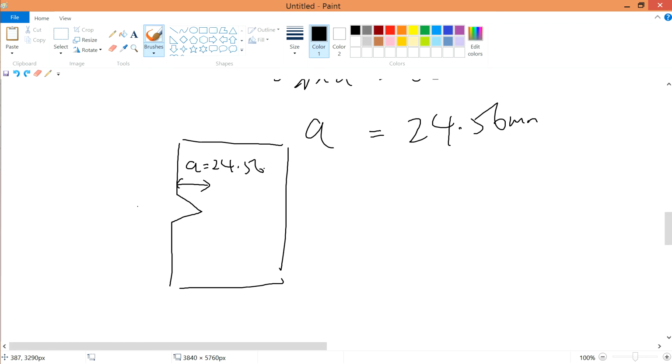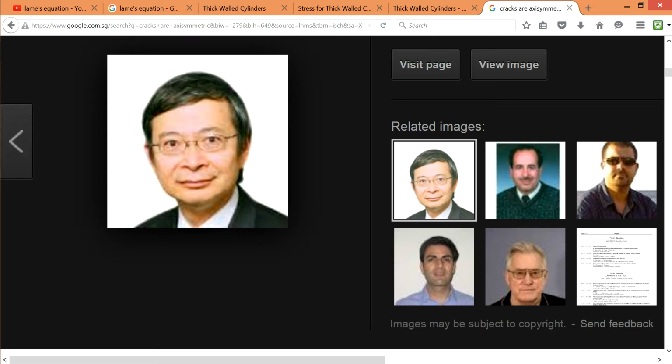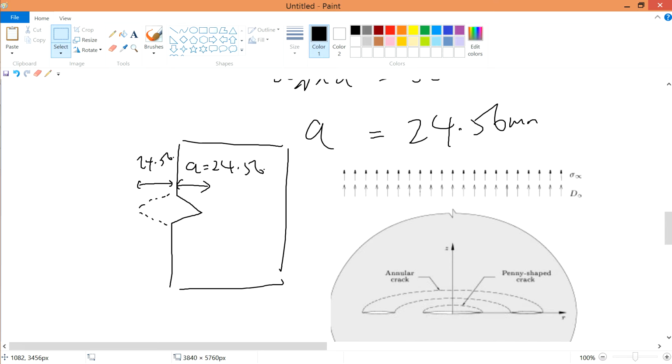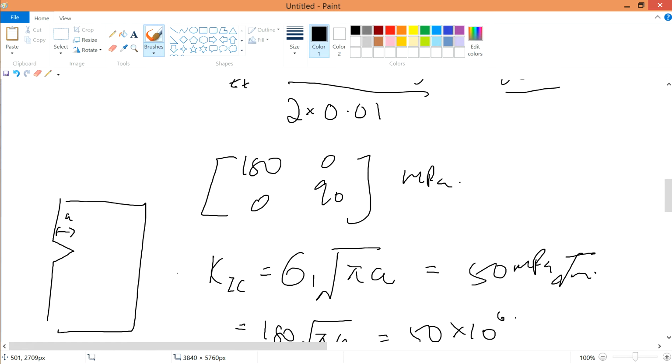Just to visualize, we have been shown over here that this is also 24.56. So let me copy this picture and paste it here. Just now we said that there will be a tensile stress. In our case it is the hoop stress, because it's the largest. The hoop stress is 180, sigma theta theta.